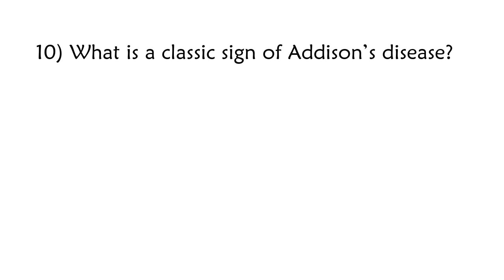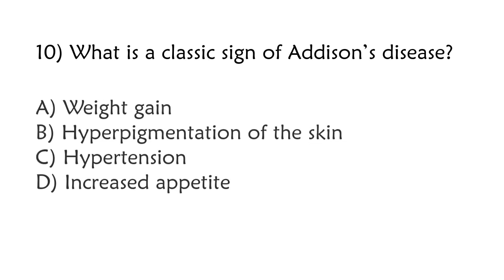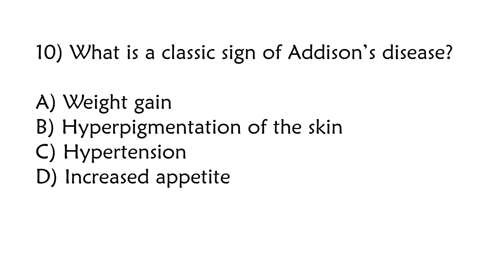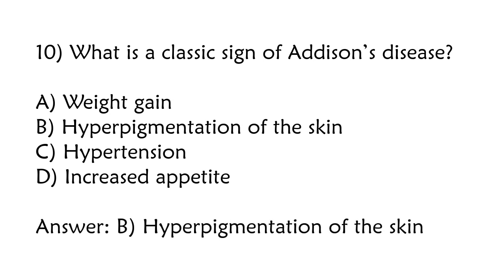What is a classic sign of Addison's disease? Weight gain, hyperpigmentation of the skin, hypertension, increased appetite. Correct answer is option B, hyperpigmentation of the skin.